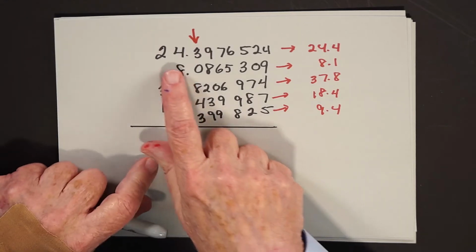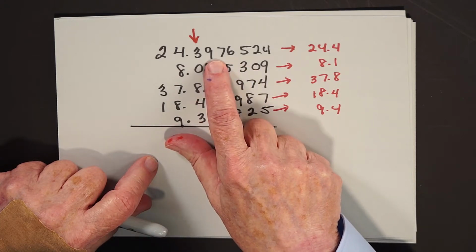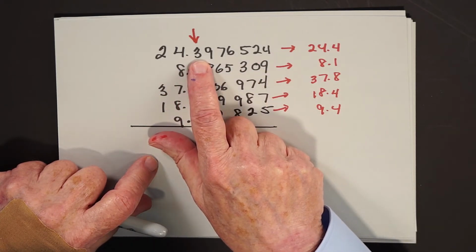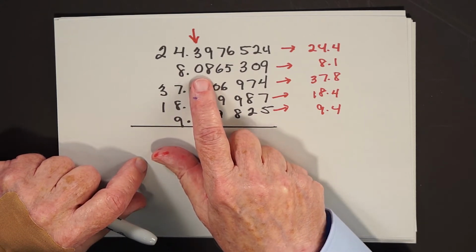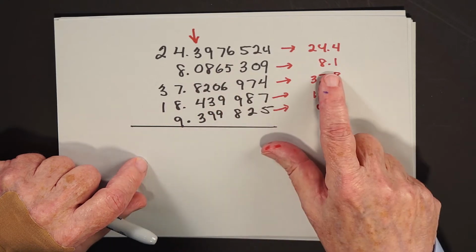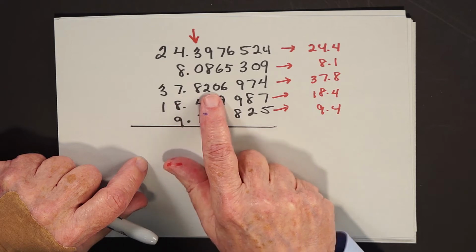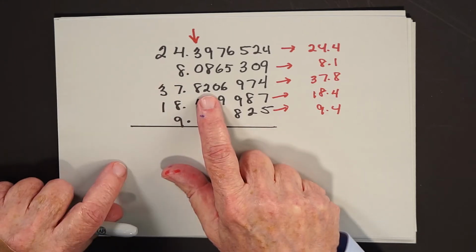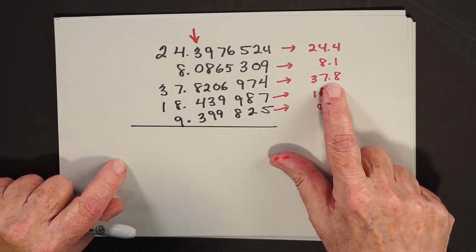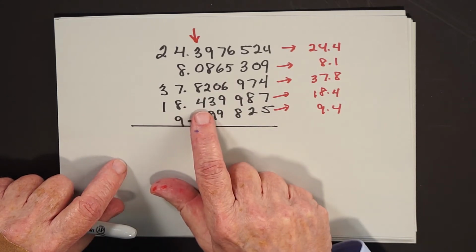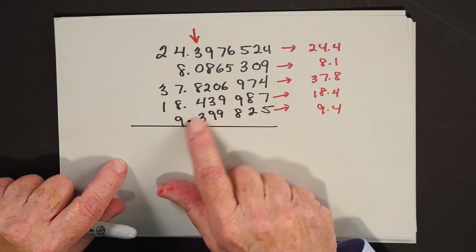So the 24.3 blah, blah, blah, blah, because the digit after the 3 is a 9, becomes 24.4. The 8.08, the digit that follows the 0 is an 8, so this becomes 8.1. In a similar way, this becomes 37.8. We don't have to worry because the digit to the right of the 8 is less than 5, so it becomes 37.8. This becomes 18.4 because the digit to the right of the 4 is less than 5.